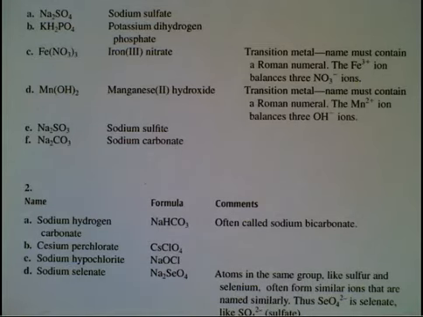Let's see here, what are we on? E, Na2SO3. That is called sodium sulfite. SO3 is very similar to SO4, very similar to sulfate, but it is SO3, and it's called sulfite. What's it bonded to? Two different sodium atoms, so sodium sulfite. And then lastly, Na2CO3. CO3 is a carbonate anion, a polyatomic ion, and it's bonded to sodium, so sodium carbonate.